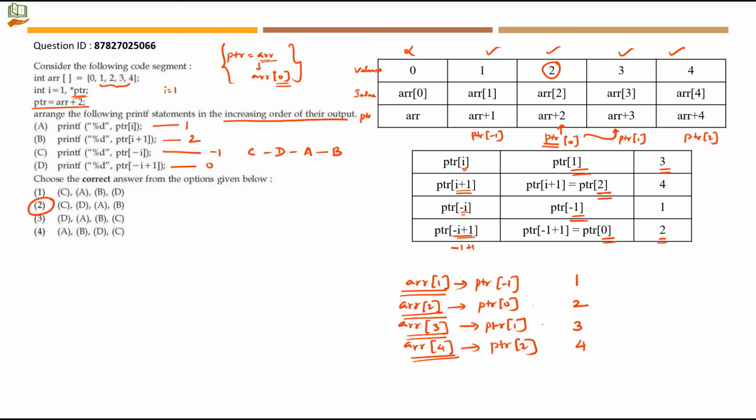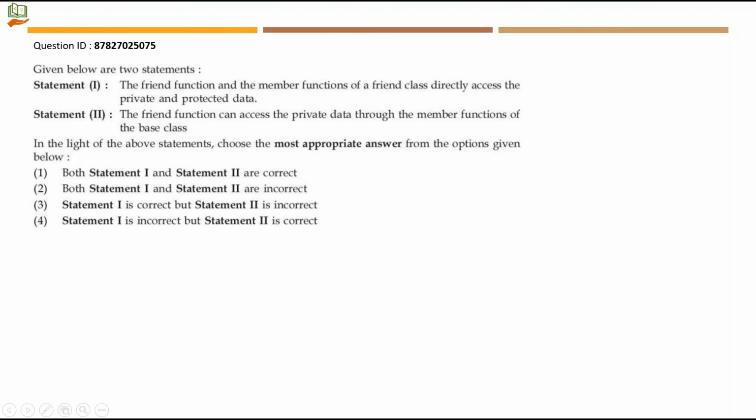If you still have doubt, please use an online C compiler and print all the statements. Next question. Given below are 2 statements. The friend function and the member functions of a friend class directly access the private and protected data. The next statement, the friend function can access the private data through the member functions of the base class. A friend class can access private and protected members of other classes in which it is declared as a friend.